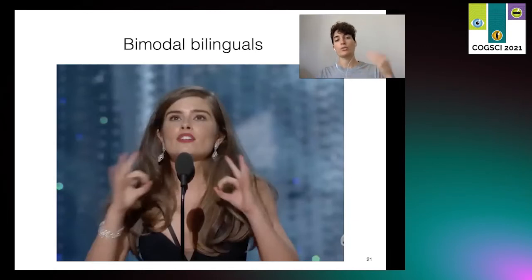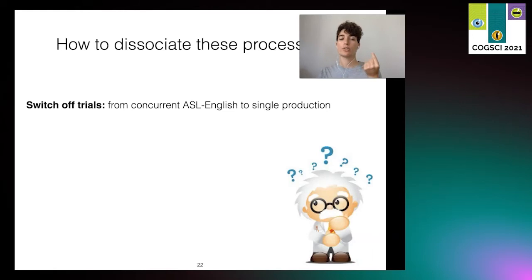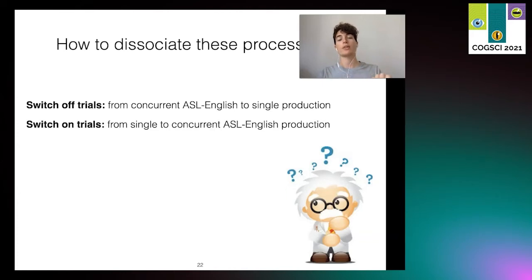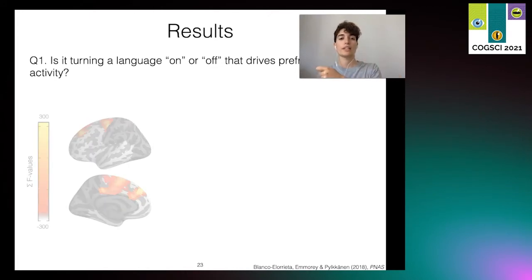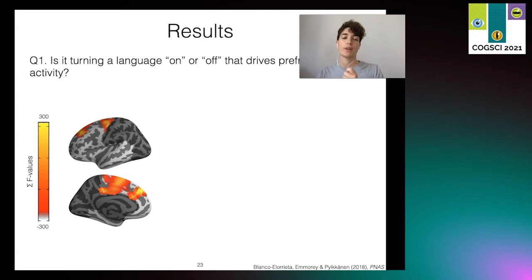Because they're able to speak and sign at the same time, this allowed me to isolate the processes, because I could ask them to turn off a language by going from producing both languages to producing just one. And I could also isolate the process of turning on a language, because I could ask them to go from producing just one language to producing both of them. And so by doing this, I could answer my question of whether it's turning a language on or off that is driving this activity. And I found a cluster of activity, again, in this region.